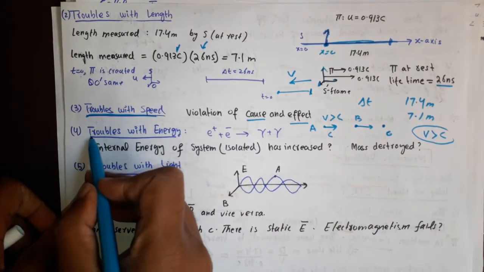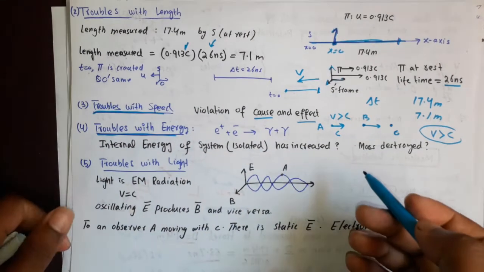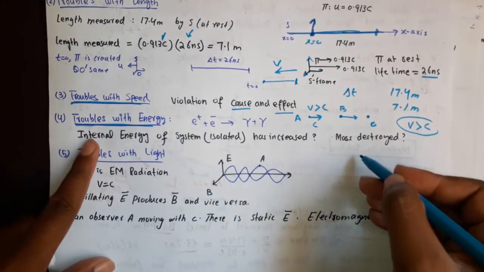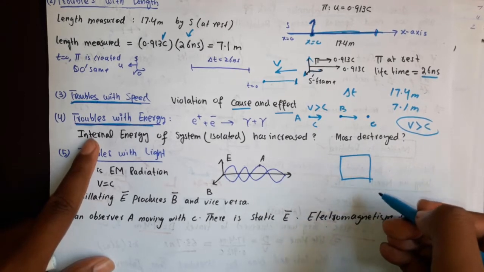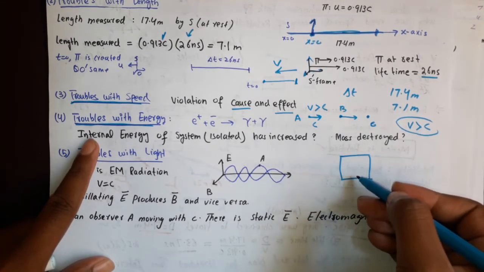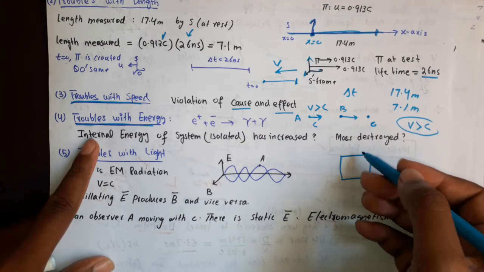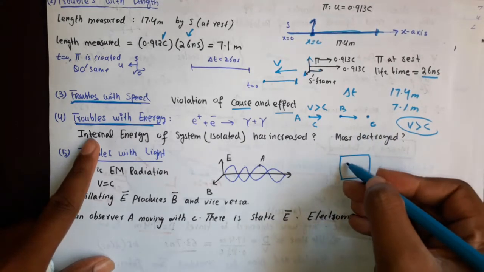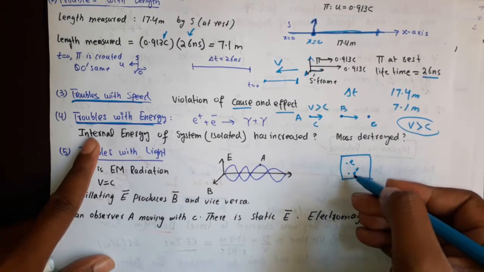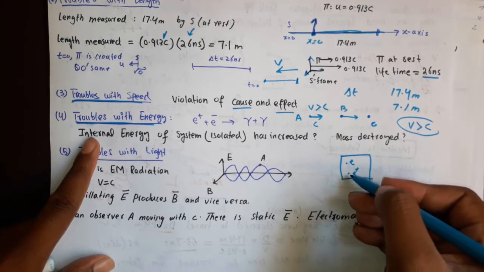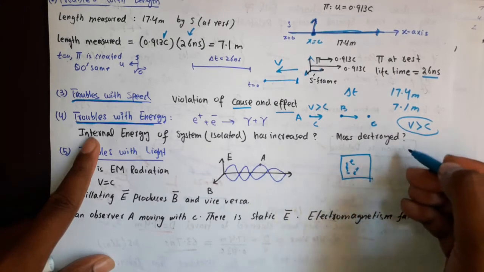The next problem was the trouble with energy. Here take an example. Let's say we have an isolated system, so no force is being exerted on this system from outside, no heat exchange and all this. And here we have two particles, electron and positron. Electron and positron are antiparticles of each other. So when they combine with each other, this reaction happens.